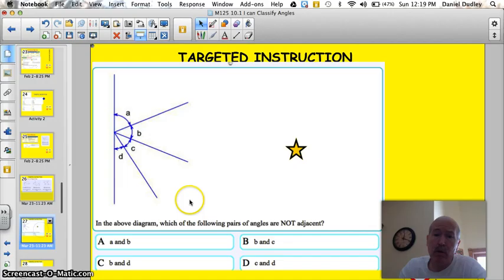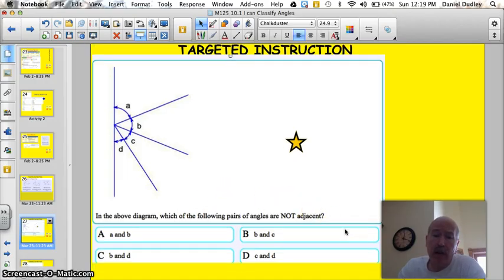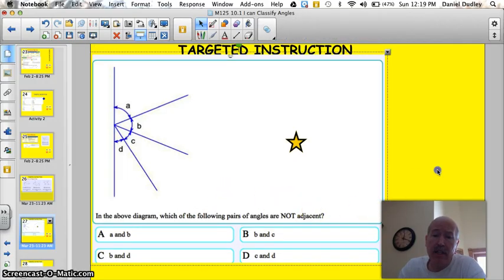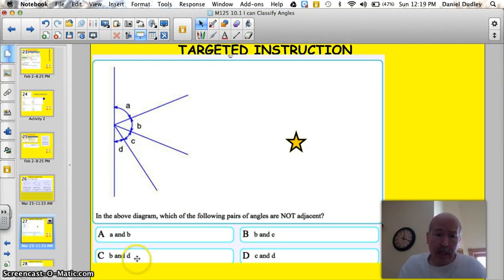Okay? Couple quick questions. In the above diagram, which of the following pairs of angles are not adjacent? Go ahead and pause it, and I'll let you do it. Okay, let's see. A and B are adjacent. B and C are adjacent. B and D, they don't look to be adjacent, so I'm going to put my star down there, but let me just check the last two. C and D, those two are adjacent. So B and D share the same vertex, but they're not next to each other, so they're not adjacent.